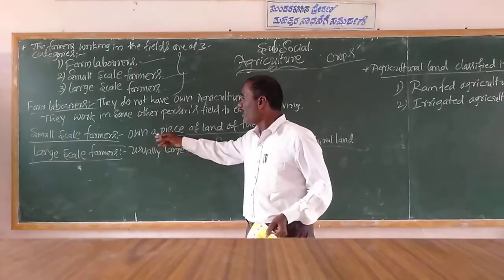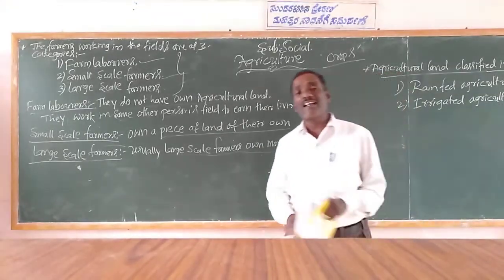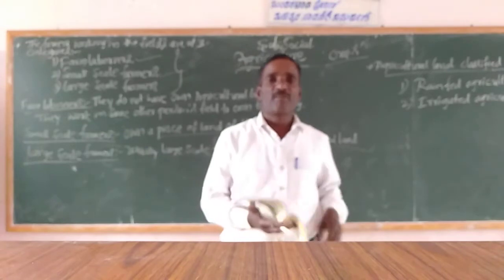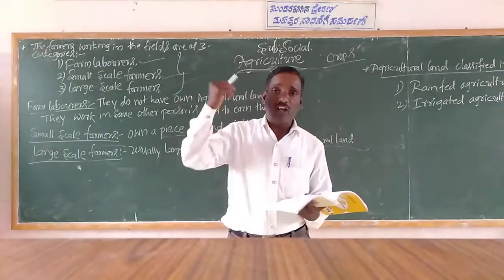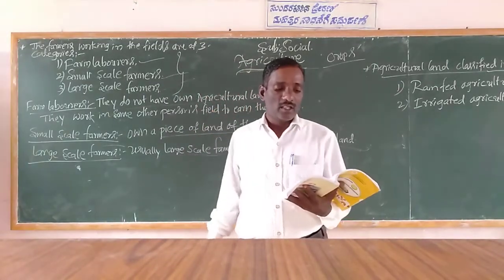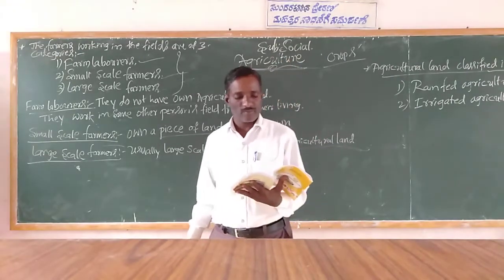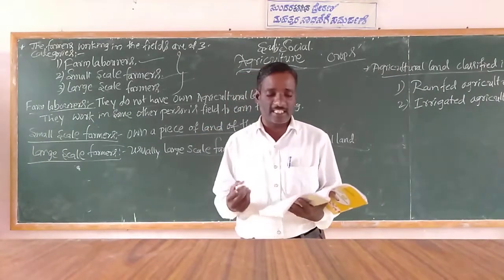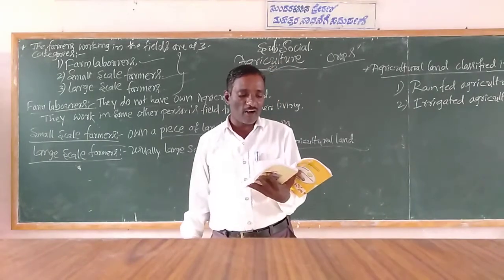Next, large scale farmers. Usually large scale farmers own more than 10 or 15 acres of agricultural land. Many others help in the agriculture practice. Some statements related to large scale farmers are given here. Observe in your textbook. Large scale farmers purchase and use modern agricultural equipment for cultivation. They store the grains and sell them when they get a better price. They utilize the banking facilities. Their income is high as they grow different types of crops in their agricultural field.